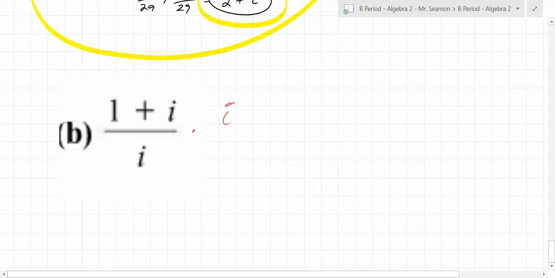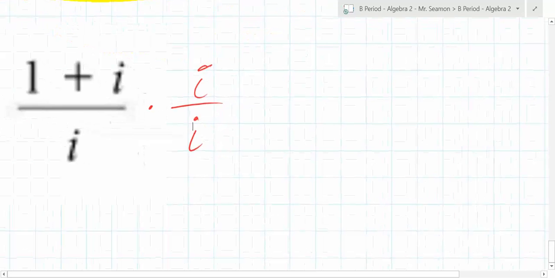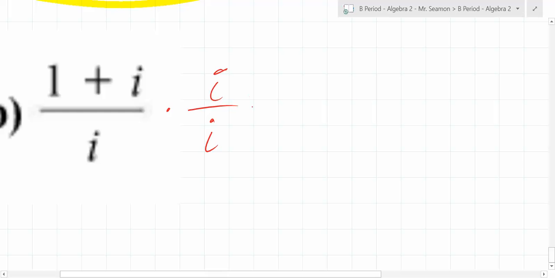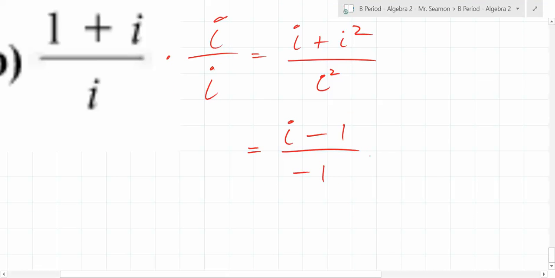And when you multiply that, what do you end up with? i plus i squared all over 1. But what is i squared? So you have i minus 1 over 1. So that's going to simplify to negative i plus 1. And in general, you like to put the real part first. So the best way to write this would be 1 minus i.